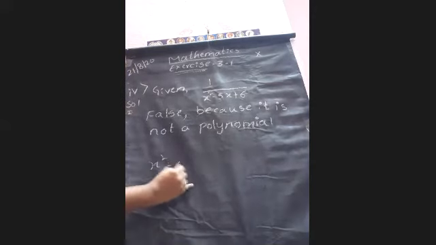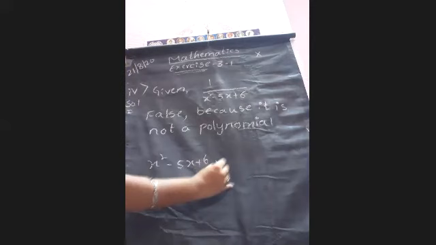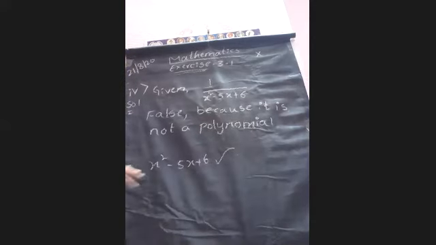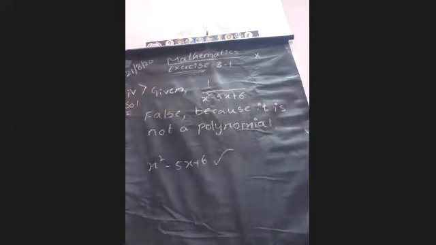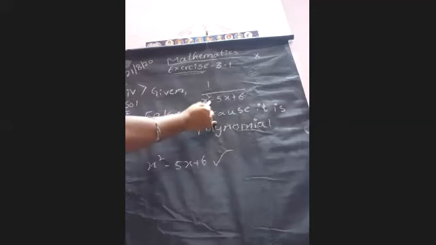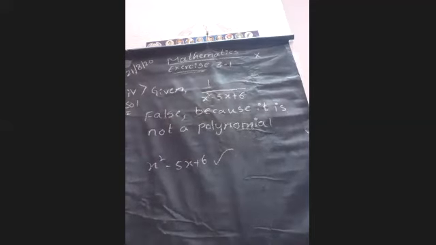X square minus 5x plus 6 is correct. So if they gave in the question that it is a quadratic polynomial, here degree 2 is there, so this statement is true. Why? Because only the numerator is there and the denominator is not there. But in the given problem, they gave 1 by x square. Numerator by denominator is not there in a polynomial.